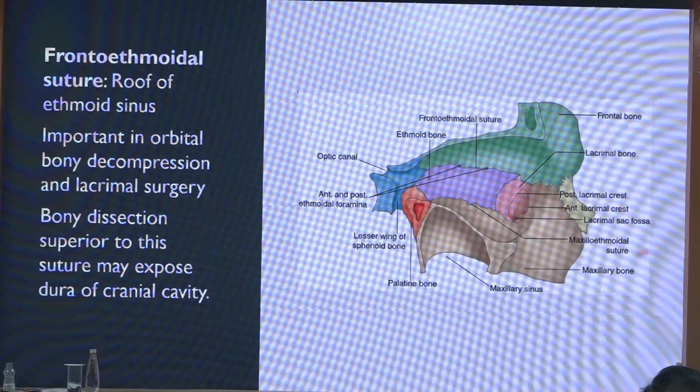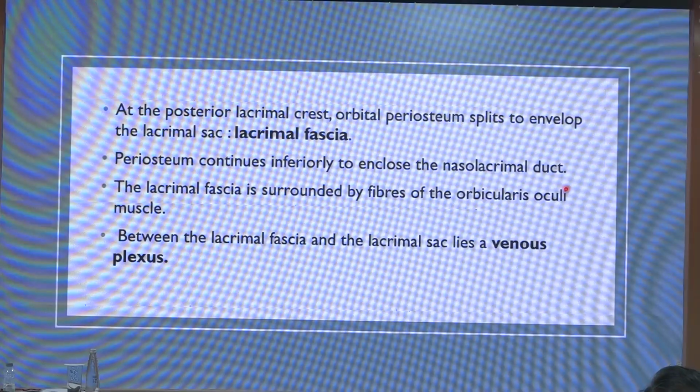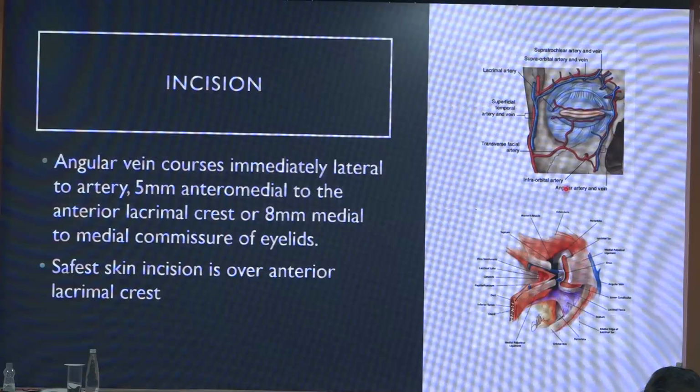Now, there is another important suture, that is your frontoethmoidal suture out here. This is the demarcation of our upper limit of where you can do the osteotomy. Now, what is the lacrimal fascia? It's nothing but your periosteum. The orbital periosteum splits into two and encloses the lacrimal sac, and it lodges a venous plexus that continues as your venous plexus of the NLD.